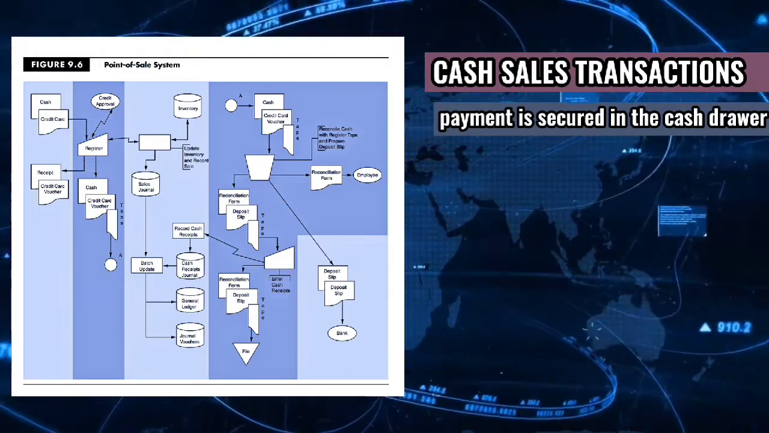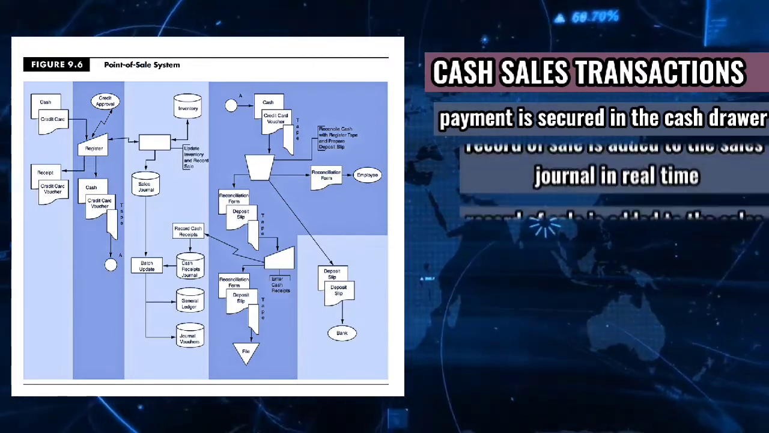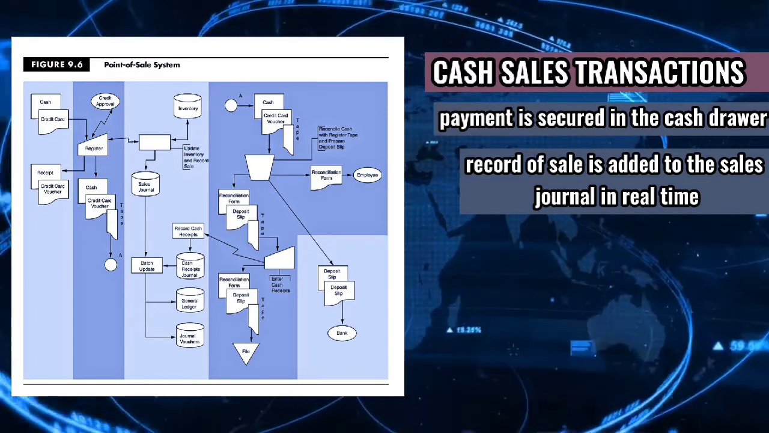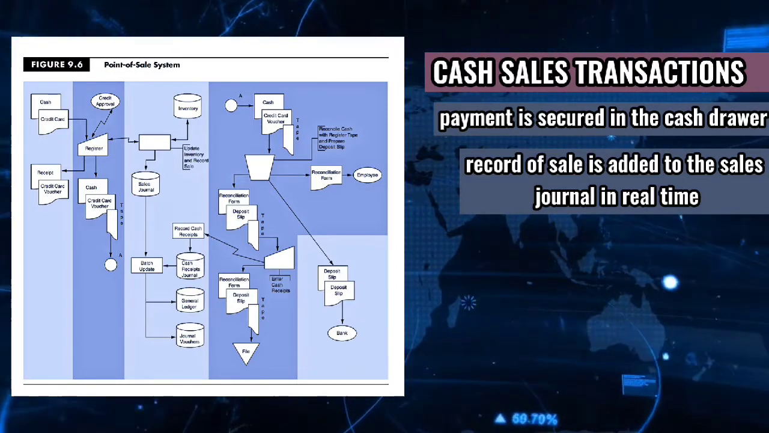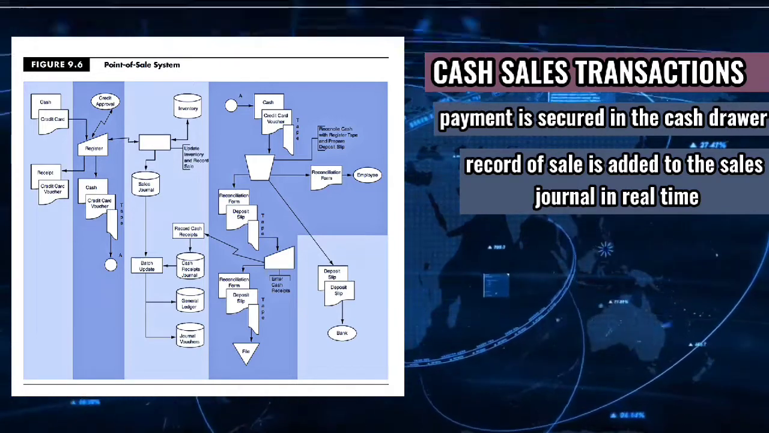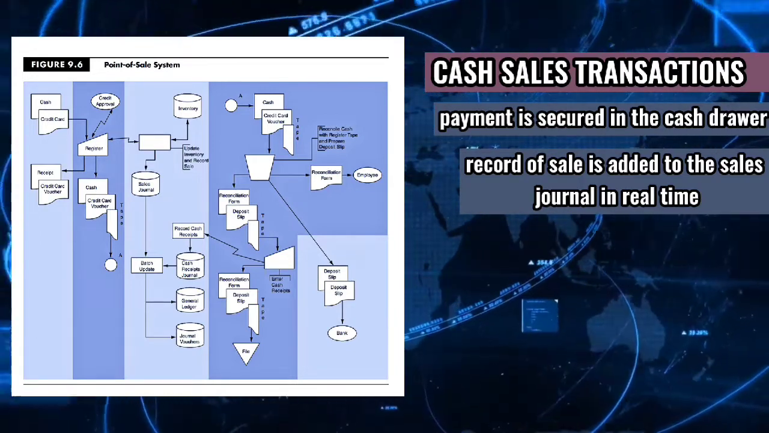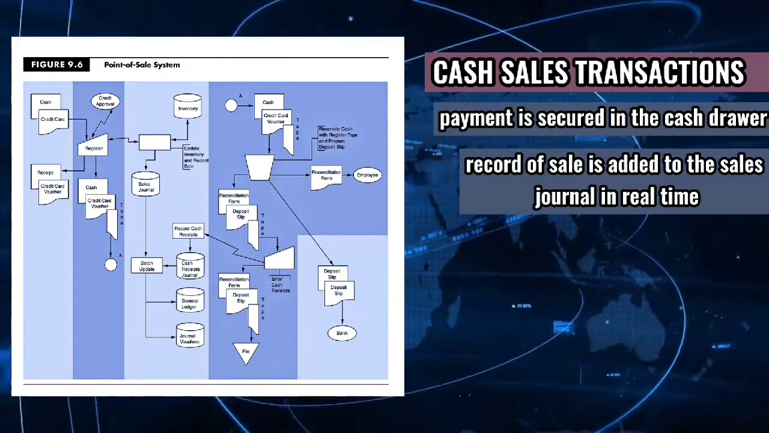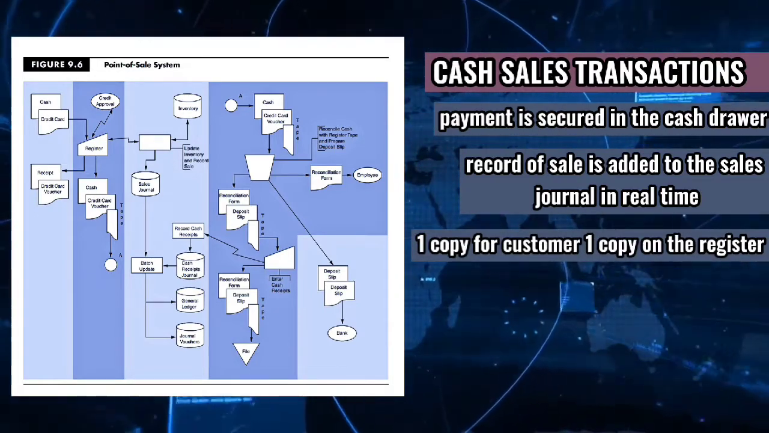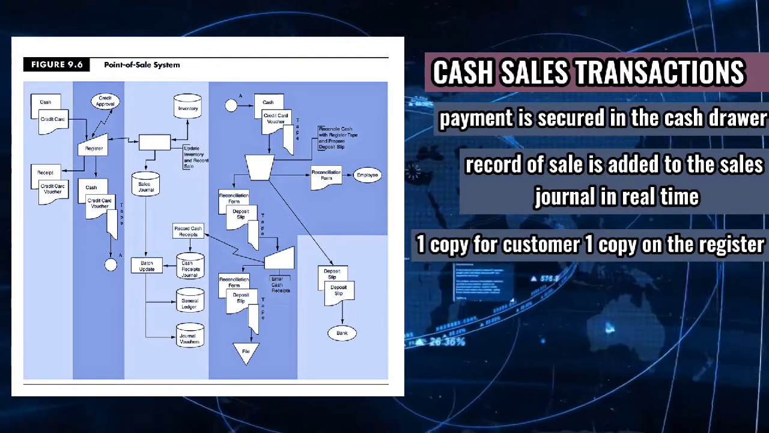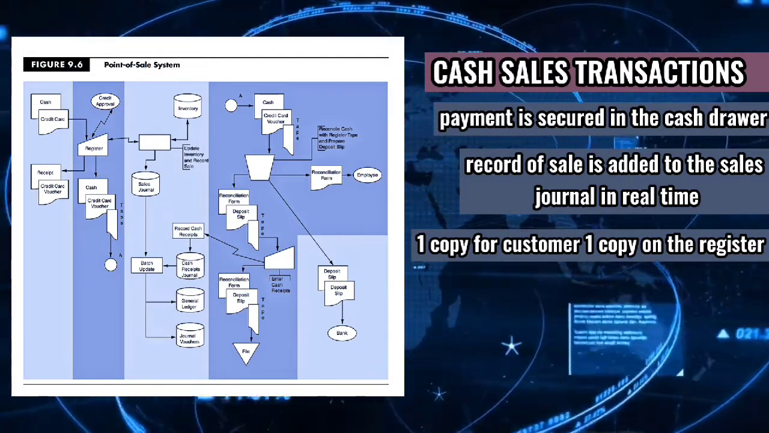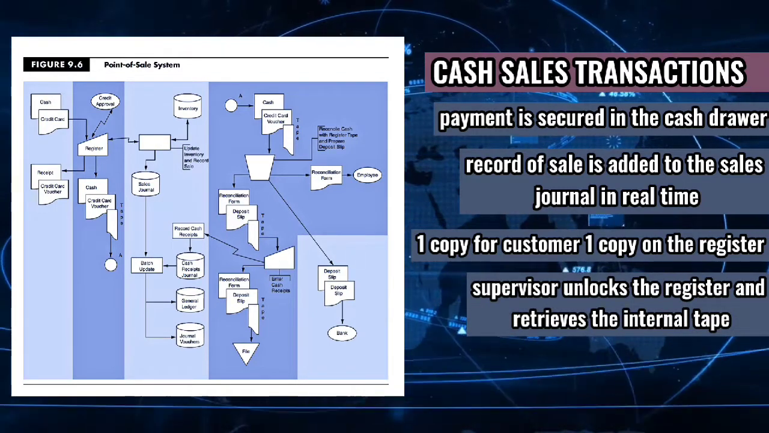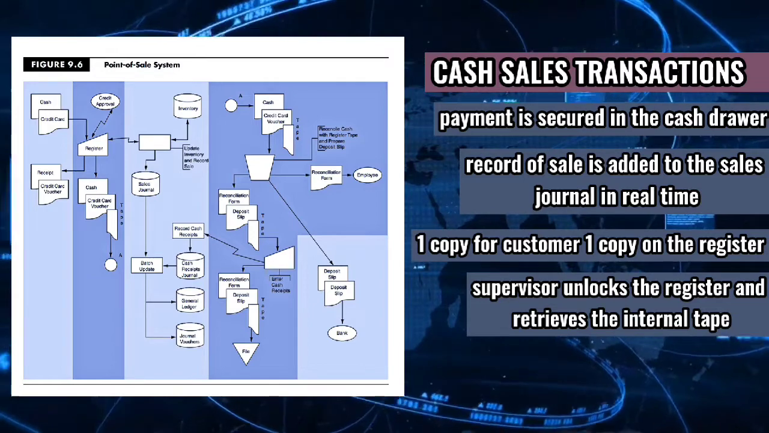As the clerk enters the transaction into the system, a record of sale is added to the sales journal in real time. The record contains the date, time, terminal number, total amount, cash or credit card sale, cost of items, sales tax, and discounts taken. One copy is given to the customer as a receipt, and the other is secured internally within the register, which the clerk cannot access. The supervisor unlocks the register and retrieves the internal tape when the shift is over.